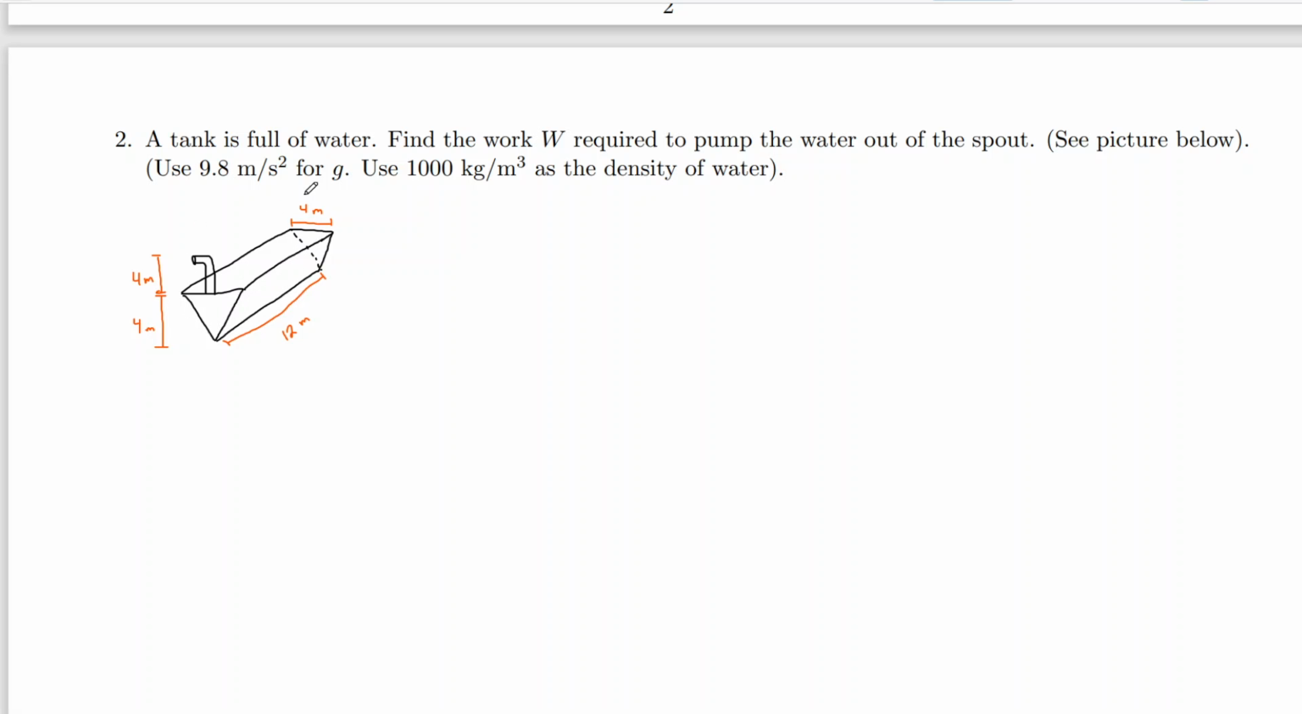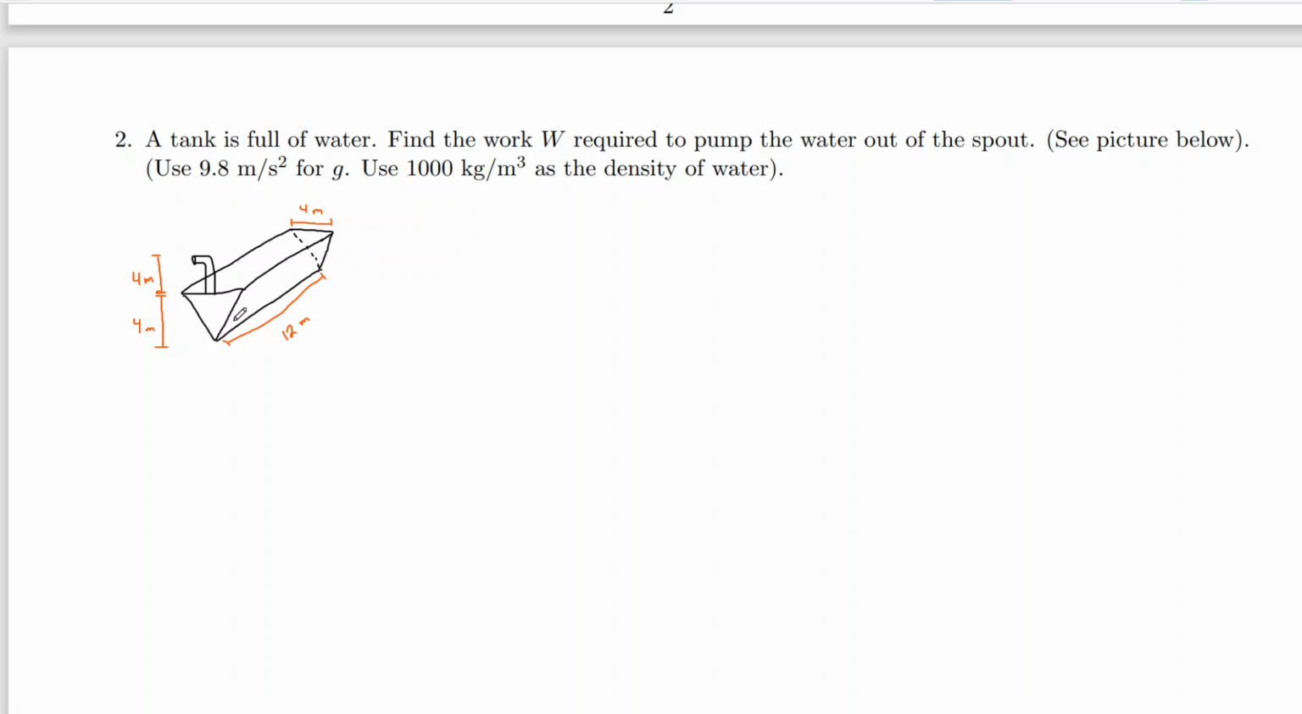So we have a tank that is full of water, and you want to find the work W required to pump the water out of the spout. So there's this spout up here that's 4 meters tall, and basically this pool of water, whatever you want to call it, a tank, has a triangle as its shape, sort of like a cross-section shape, and it's a triangular prism. So it's 12 meters long.